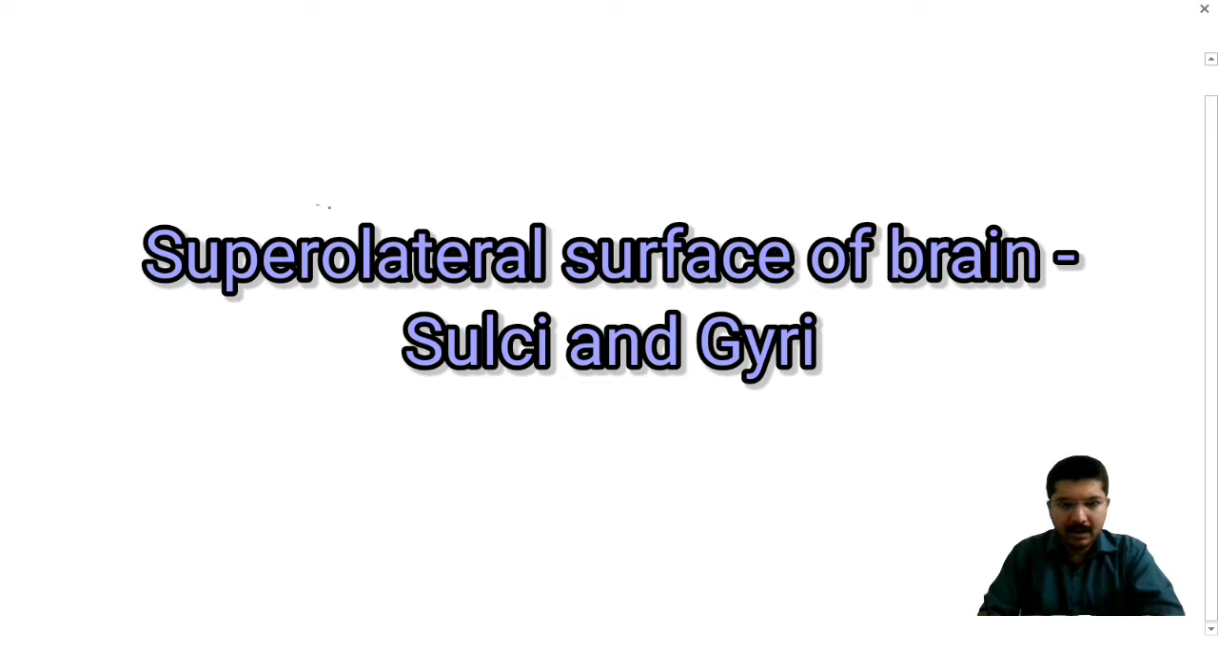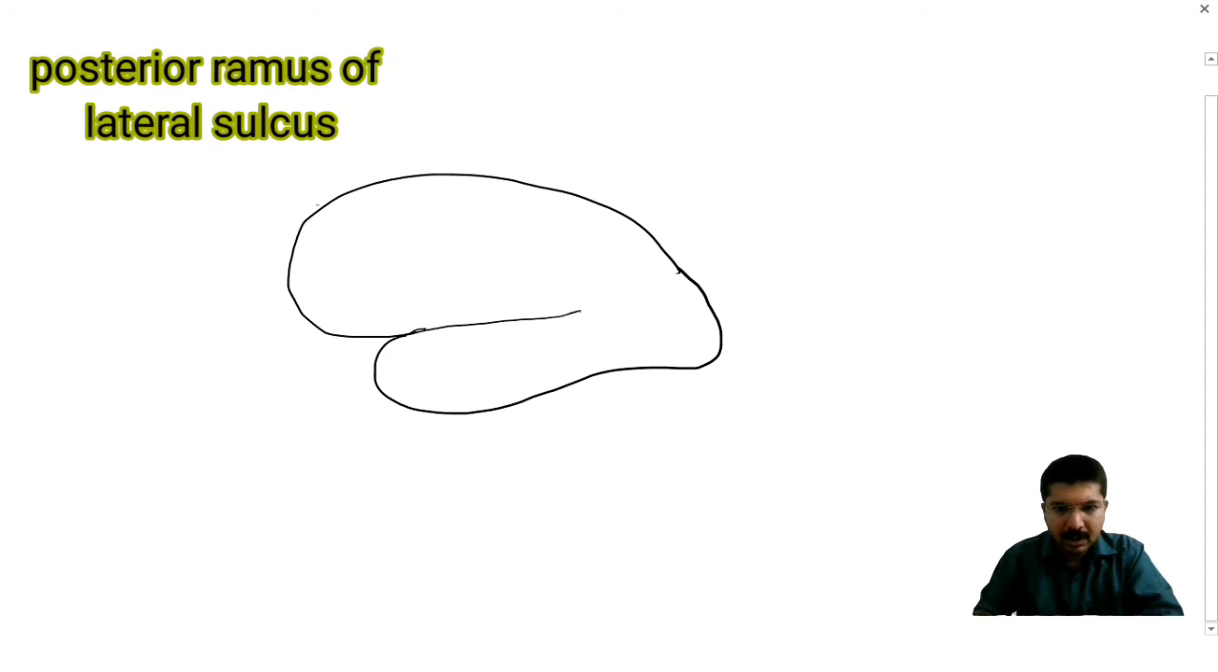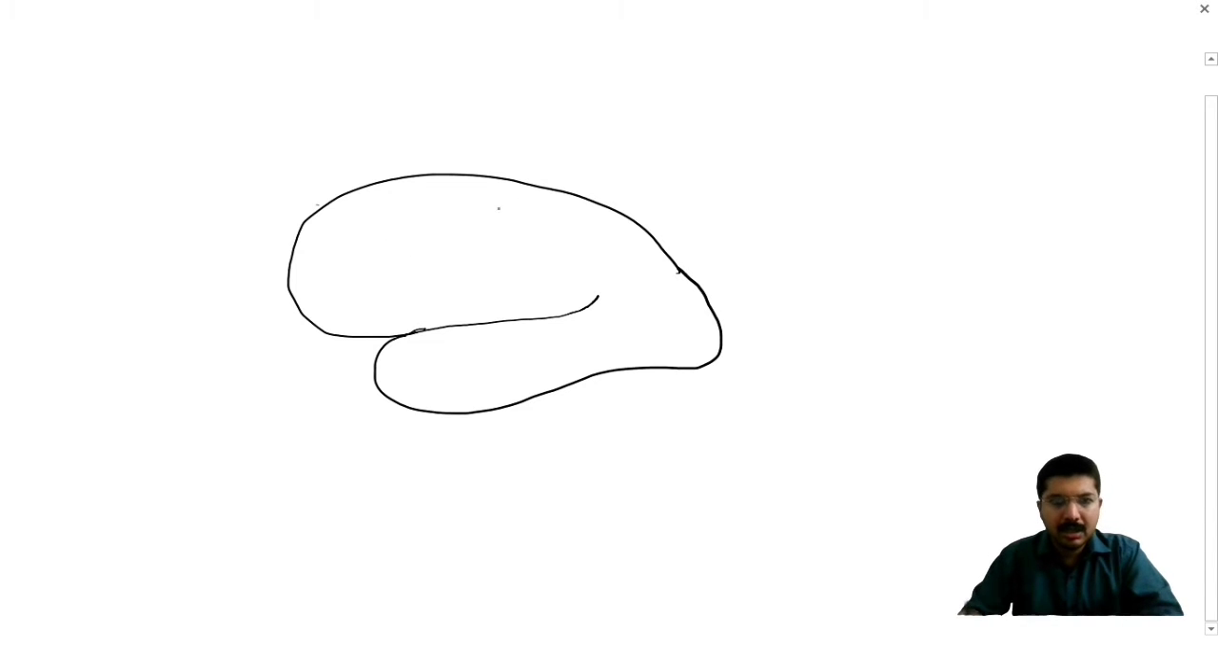We are going to see the sulci and gyri present over the superolateral surface of the brain. So we will draw the outline first. Okay, this is the outline of the superolateral surface. Now we have to draw the posterior ramus of the lateral sulcus and its upturned edge posteriorly. In the superolateral surface, first and foremost we have drawn the lateral sulcus.